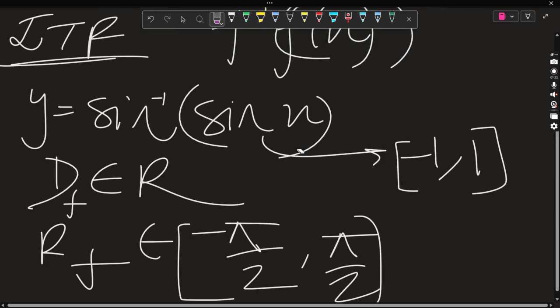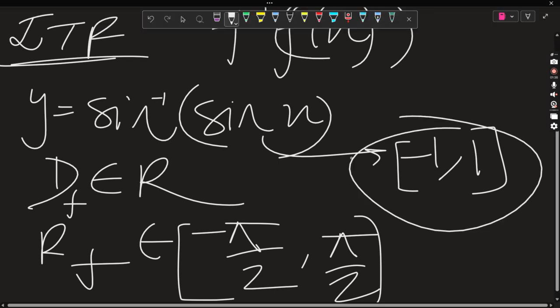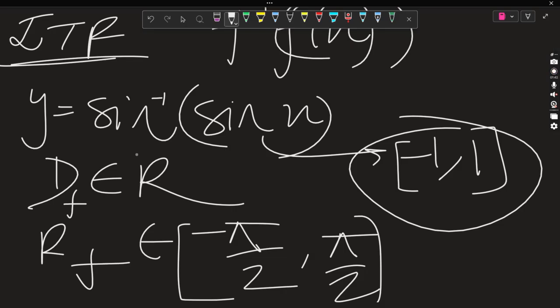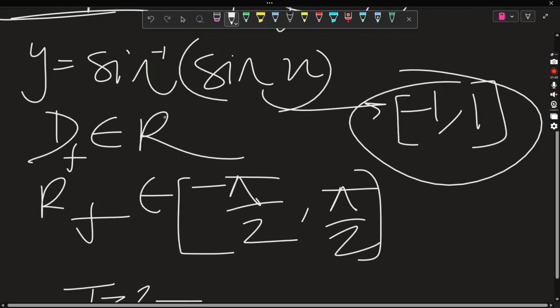Now, coming to the periodicity, after every 2 pi, the value of sin x will always return minus 1 to 1, right? So for every 2 pi interval, the range of values is minus 1 to 1, and it repeats and repeats. So sine inverse will also repeat after every 2 pi interval. So the periodicity comes out to be 2 pi.